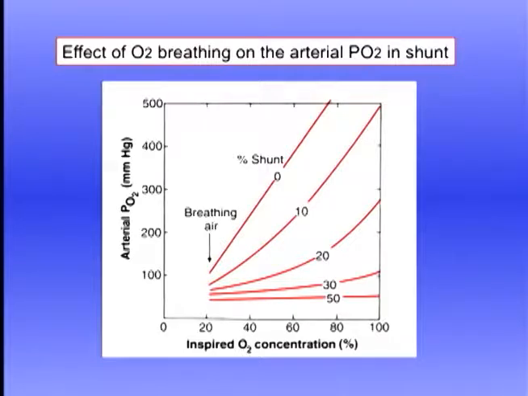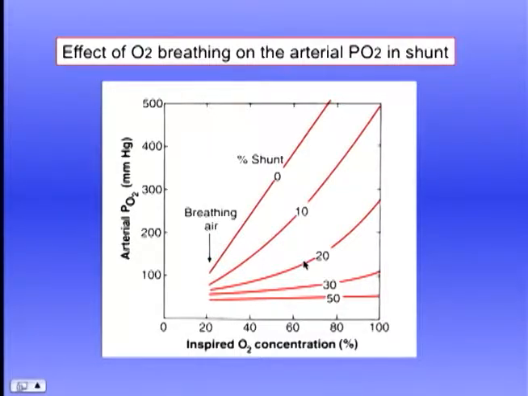Now, these are theoretical data. These have just been calculated, but nevertheless, actual patients behave in roughly the same way. And you can see the arterial PO2 is plotted against the inspired oxygen concentration for different percentages of shunt. This is the percent of the cardiac output which is not going through ventilated regions of lung. And you can see that even with a fairly substantial shunt, say 20% shunt here, if you give 60% oxygen, you can raise the arterial PO2 quite a bit.